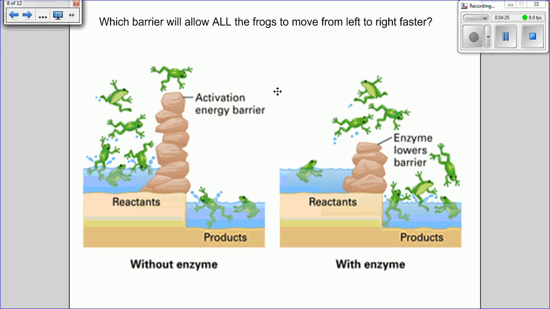If we look at this diagram here, you've got some frogs trying to jump over this activation energy barrier. It's a metaphorical barrier of rocks, and this one is very, very high. So it's going to take a long time for all these frogs to jump over in order to reach the side of the products. On the other hand, when you have an enzyme, what the enzyme does is lower that barrier by knocking off some of those rocks. That allows the frogs to jump over a lot quicker, and you'll have a much faster product formation from your reactants. So this is with your enzyme, this is without your enzyme.